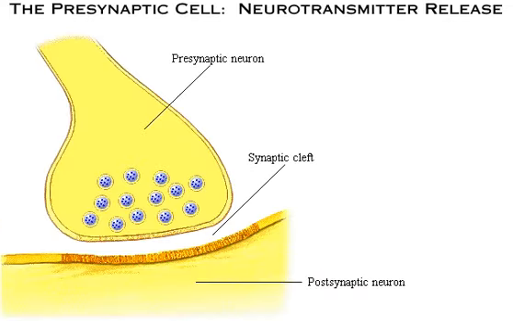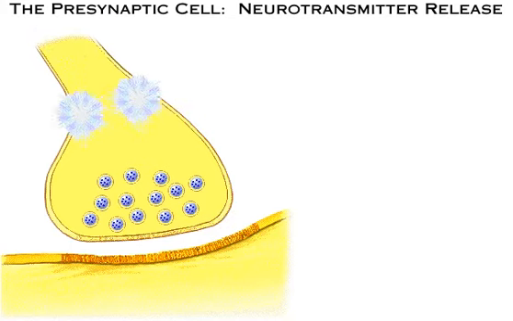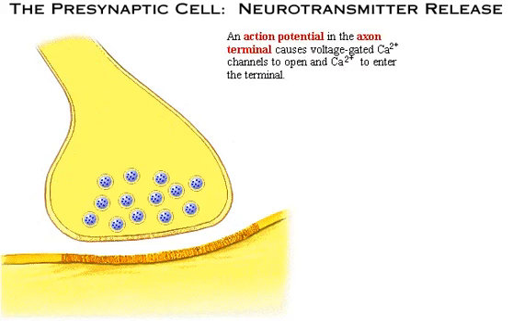We have examined the anatomy of a synapse. Now let's look at the details of synaptic transmission. Click the presynaptic neuron to produce an action potential. An action potential in the axon terminal causes voltage-gated calcium channels to open and calcium to enter the terminal. Click the presynaptic neuron again to see the calcium channel in action.